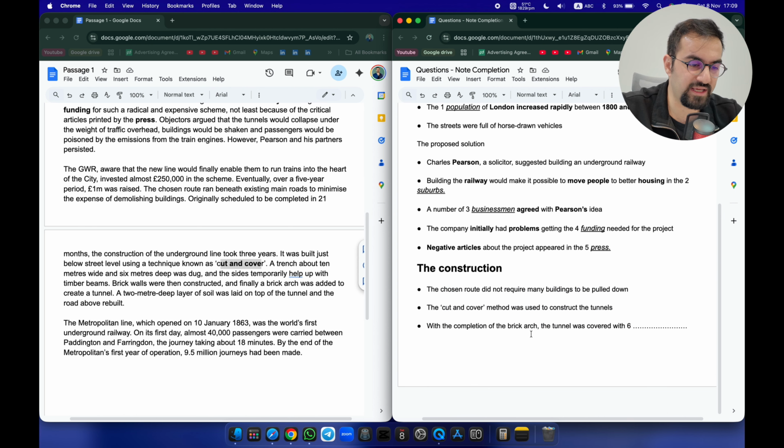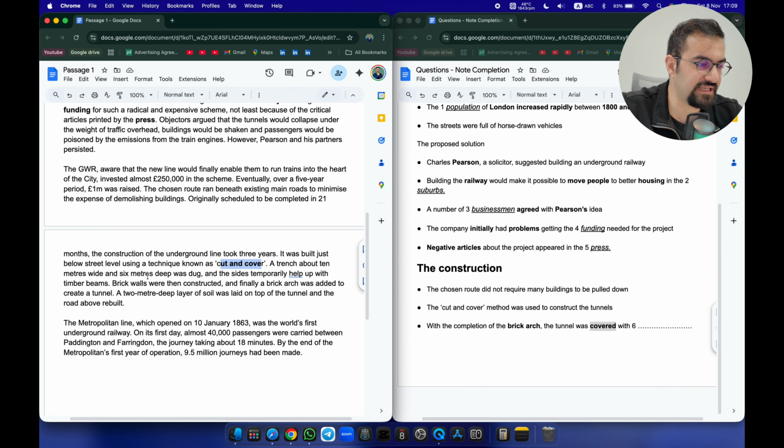With the completion of the brick arch, the tunnel was covered with something. I need to find out whatever that tunnel was covered with. And that's why I keep reading. A trench about 10 meters wide and 6 meters deep was dug, and the sides temporarily held up with timber beams. Okay, brick walls. Sorry, sometimes I lose my reading. Brick walls were then constructed, and finally a brick arch.